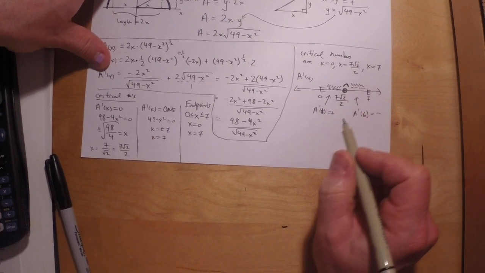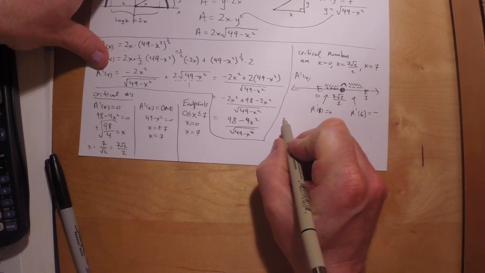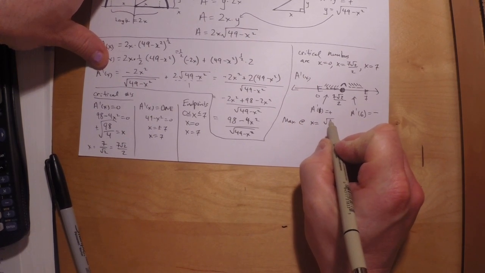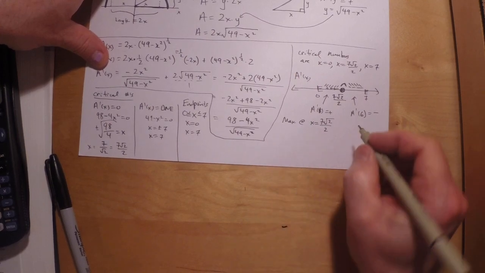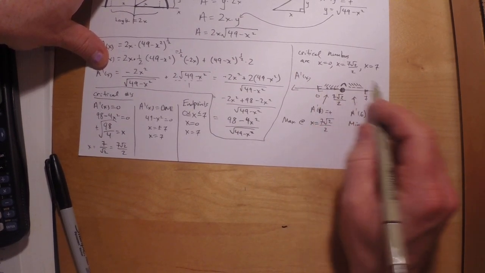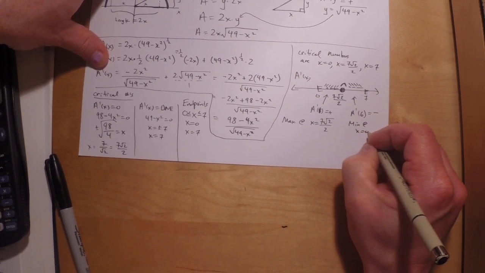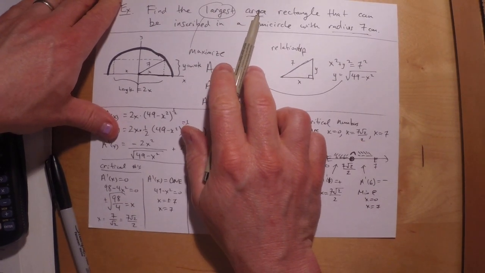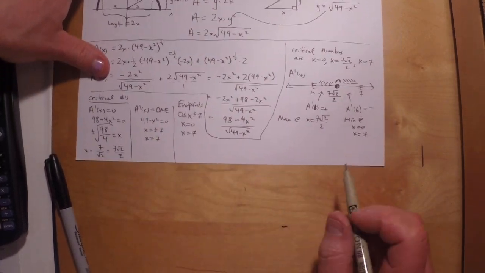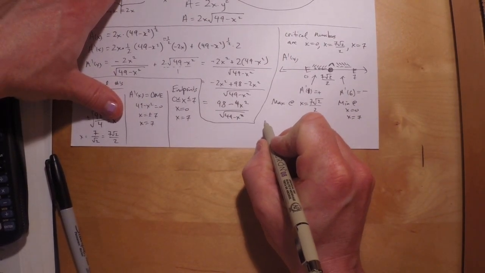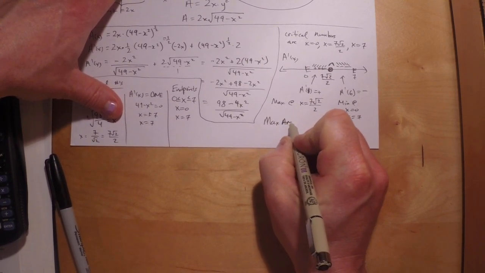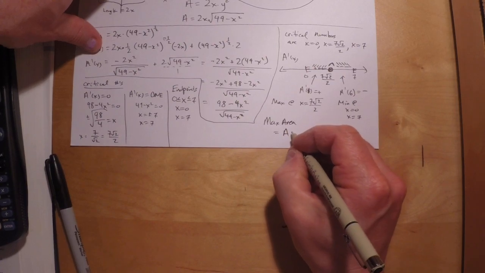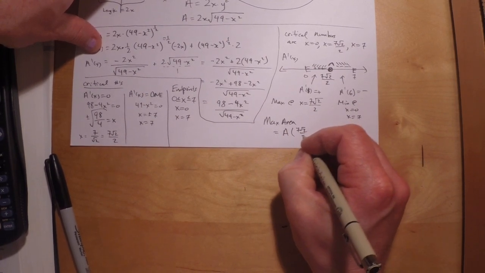And so right there, I would know you have a max at x equals 7 root 2 over 2. You then also have a minimum at your zeros and 7. And so the question wanted the largest area. So now we can find the max area. Max area would equal, well, my corny answer would be A of 7 root 2 over 2.